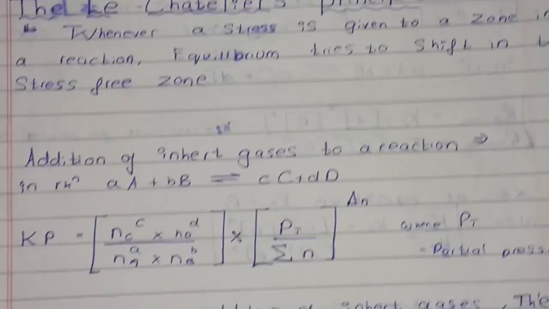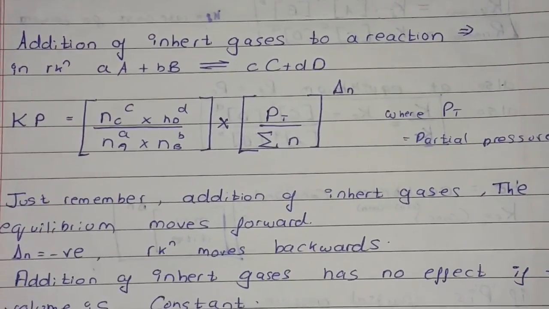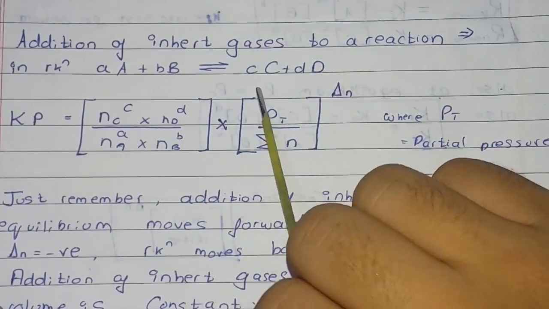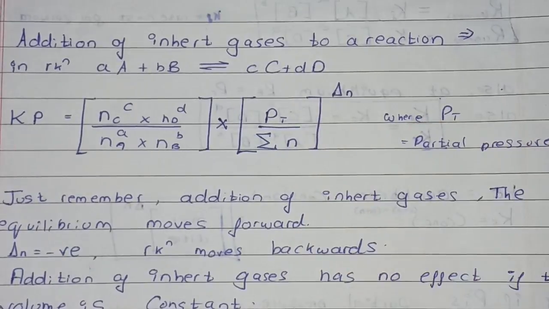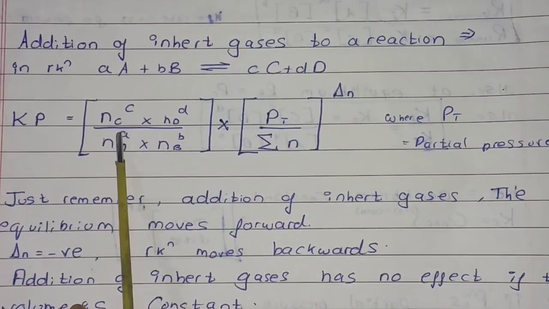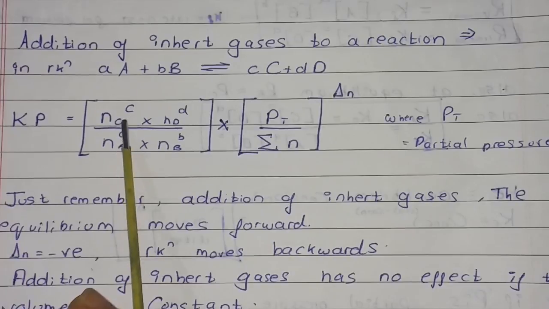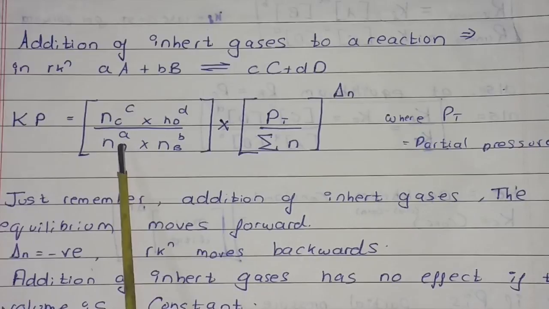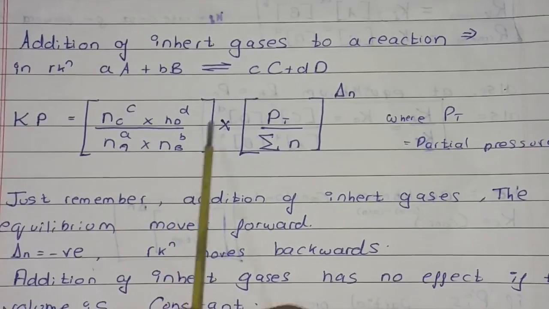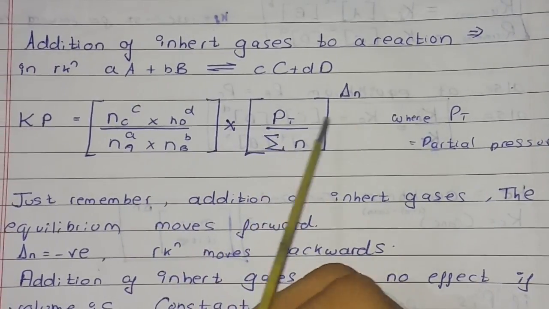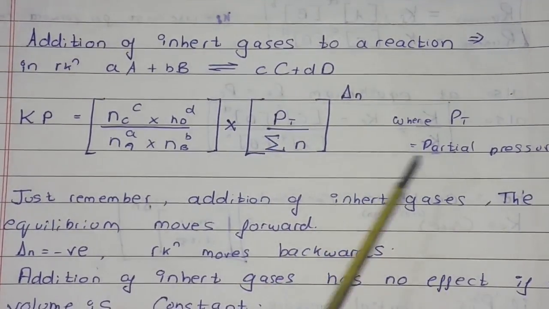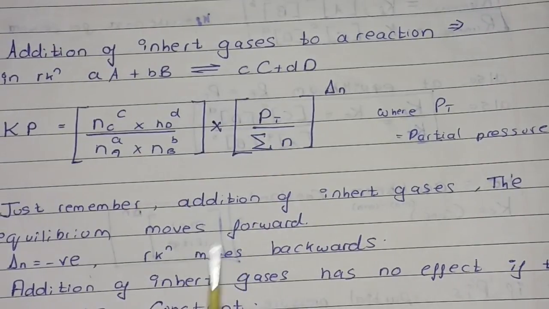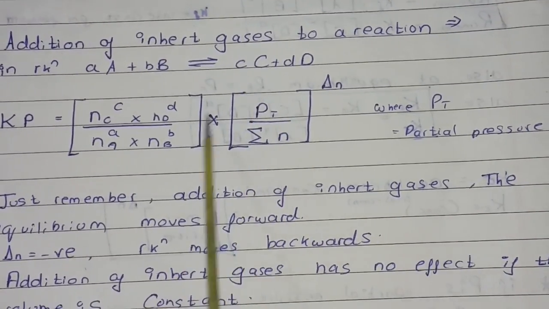Now let's see addition of inert gases to a reaction. In a reaction, a moles of A plus b moles of B giving c moles of C plus d moles of D in equilibrium, Kp equals number of moles of C to the power c into number of moles of D to the power d, over number of moles of A to the power a into number of moles of B to the power b, into Pt, which is the partial pressure, upon the summation of all the number of moles, raised to the change in moles, that is c plus d minus a plus b.